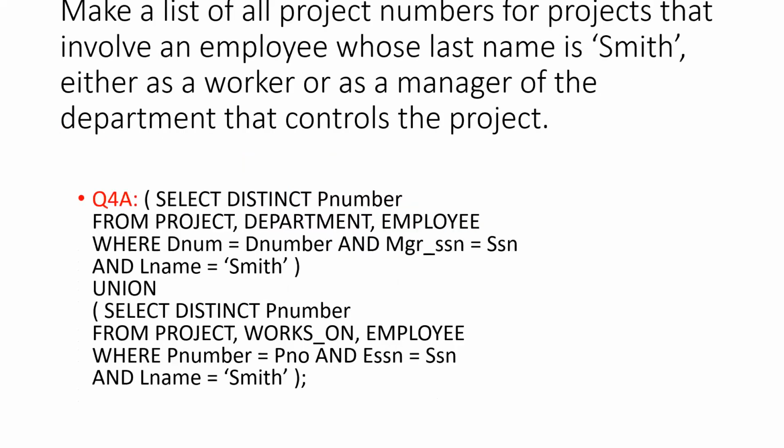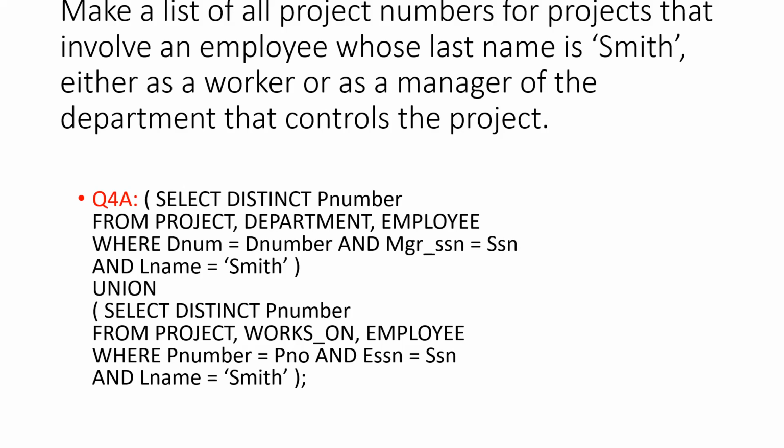Okay, next another example: make a list of the project numbers for projects that involve an employee whose last name is Smith, either as a worker or as a manager of the department that controls the project. So this query has two parts. First is the employee Smith working as a normal employee, and the second part, the employee is working as a manager.